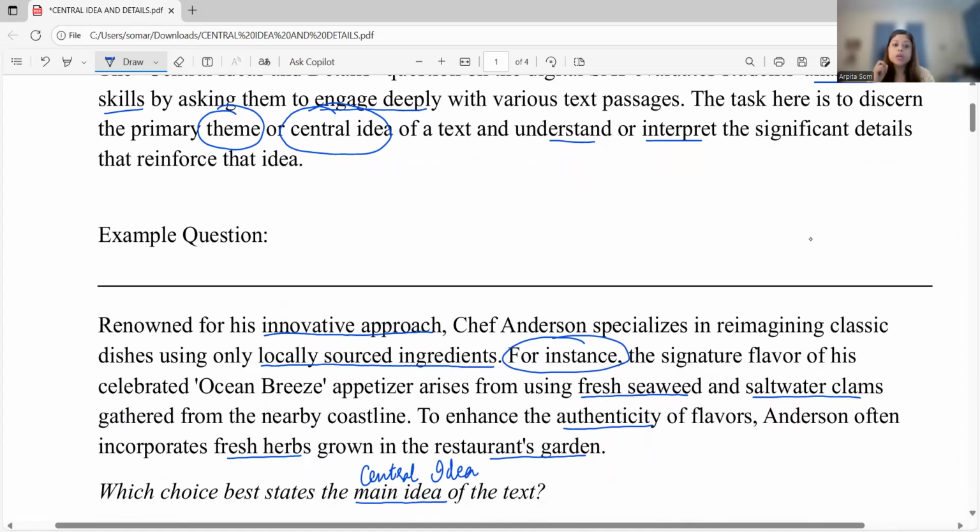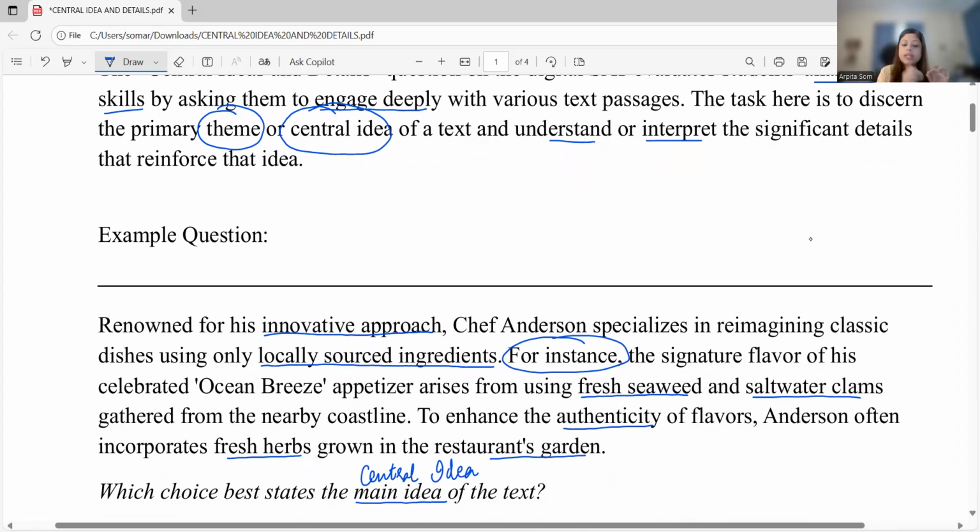Now let's come to step 3. Step 3 is predicting an answer. All right. Now let's look at all the keywords very clearly. So initially we talk about a chef's innovative approach. Okay. And what is the innovative approach? Whenever he is reimagining these classic dishes, he uses only locally sourced ingredients.